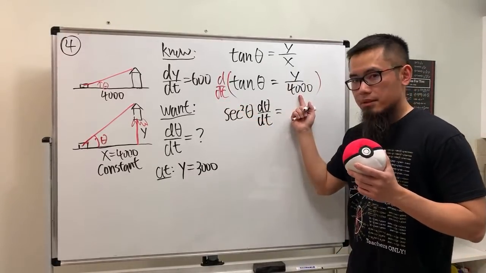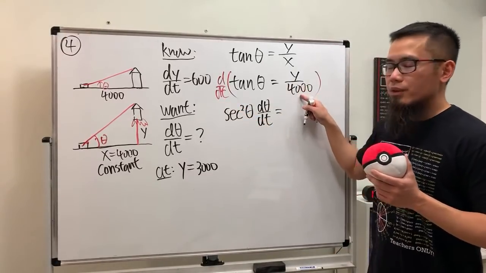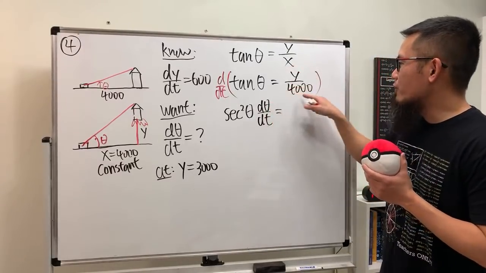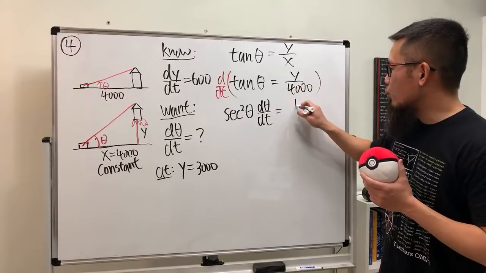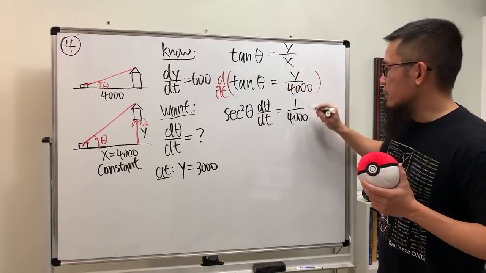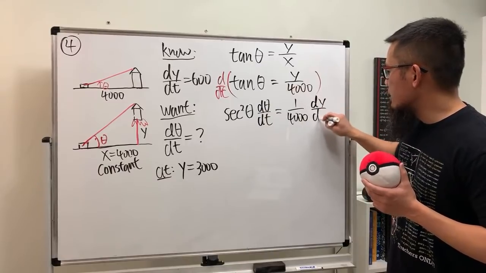Now take this derivative right here. Well, you don't need to use the quotient rule for this. This is the same as 1 over 4,000 times y. So you have the 1 over 4,000. The derivative of y is just dy/dt.